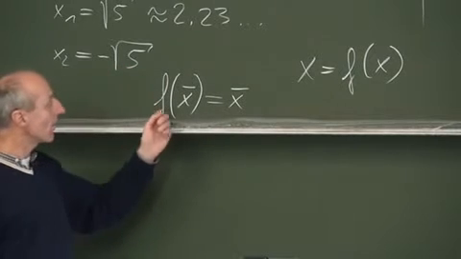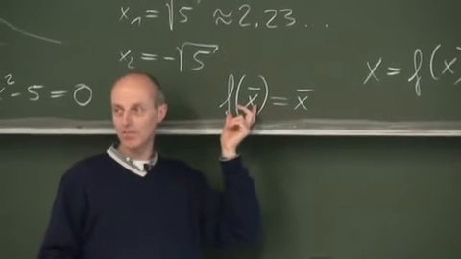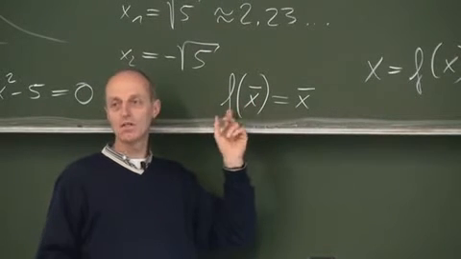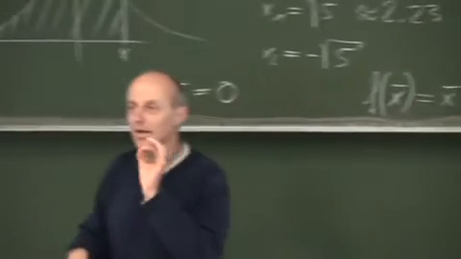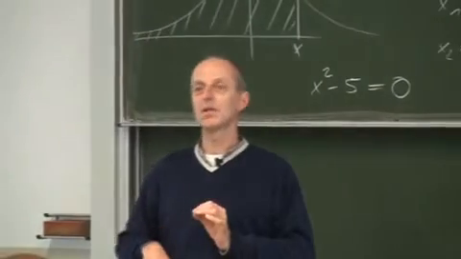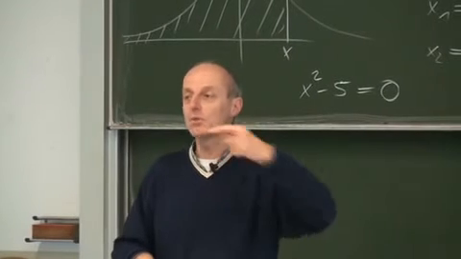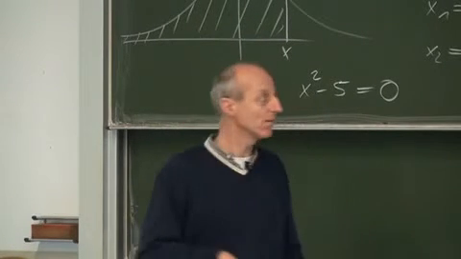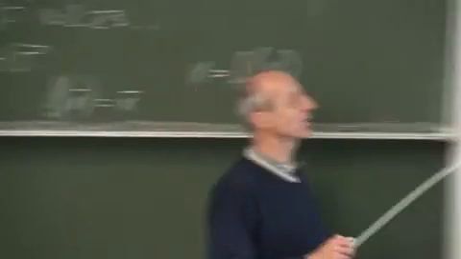Okay, so now we apply this function f to some value x bar, and what does f do? It just reproduces this value x bar, and that's why x bar is a fixed point. It is fixed under the application of f, it reproduces itself. That's why it's a fixed point. Okay, so this is a fixed point equation.